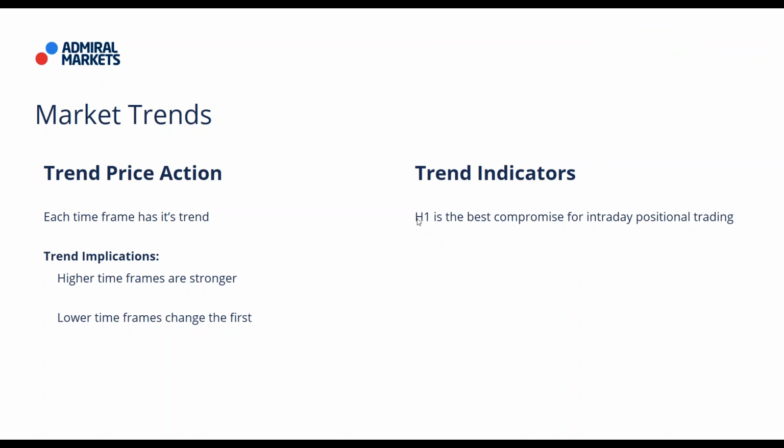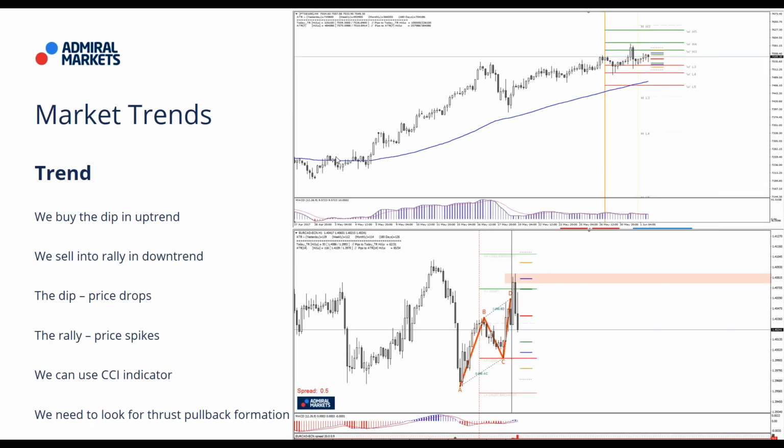Also, 1 hour, I remind you again, is the best compromise for intraday positional trading. So when price is going up, you don't want to buy here. The only time we buy is when a daily high is broken and price makes a pullback and retest. That is when we can trade the first break of a daily high or a daily low. In positional trading, you wait for the dip.